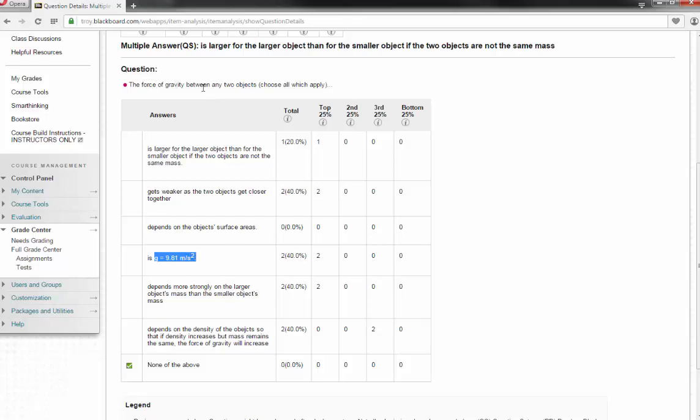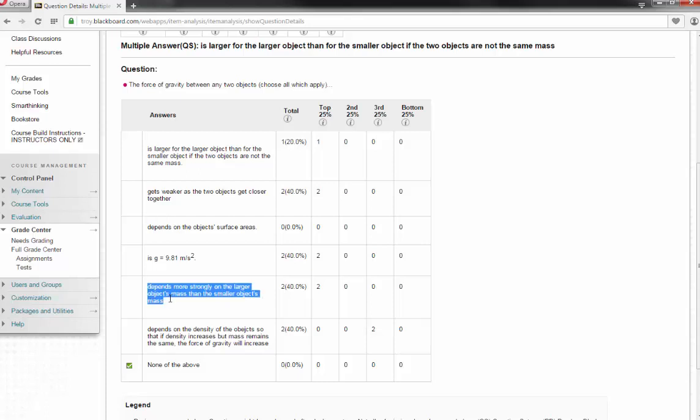We could also eliminate it, even if there was some confusion between those two things, by noting that this is the specific acceleration due to gravity that an object near the Earth's surface has. That's not the same thing as the force of gravity between any two objects. So we can eliminate this option.